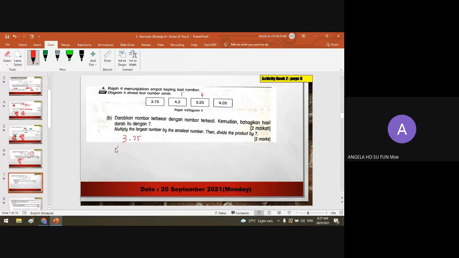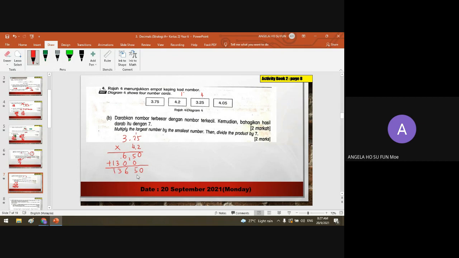3.25 multiplied by 4.2. All right, 2 times 5 is 10. 2 times 2 is 4 plus 1 is 5. 2 times 3 is 6. 4 times 5 is 20. 4 times 2 is 8, plus 2 is 10. 4 times 3 is 12, plus 1 is 13. So sum up first. This is 0, this is 5, this is 6, this is 3, and this is 1.